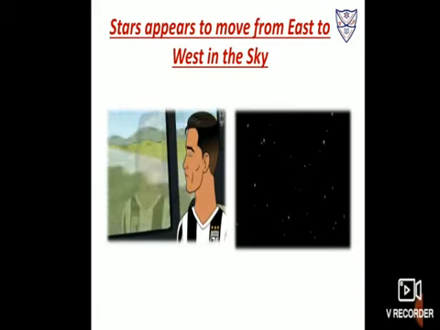Same way, our Earth rotates from west to east on its axis. So, the stars appear to move from east to west. It is for the same reason the sun appears to rise in the east and set in the west. However, the sun actually does not change its position.